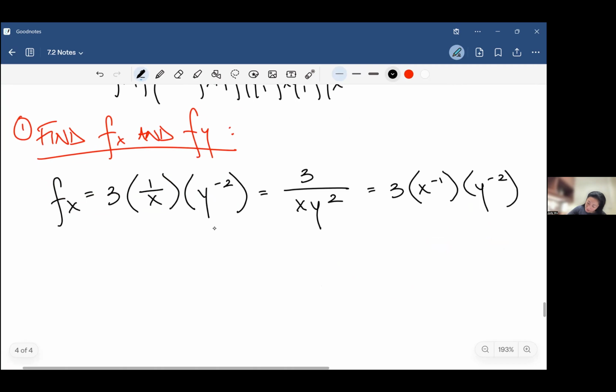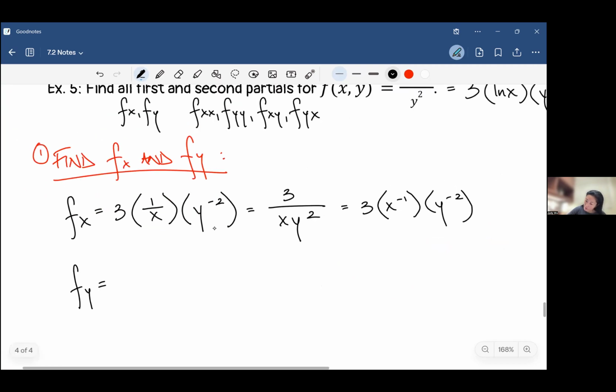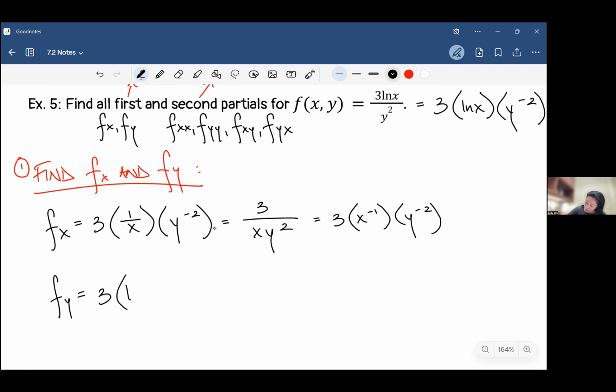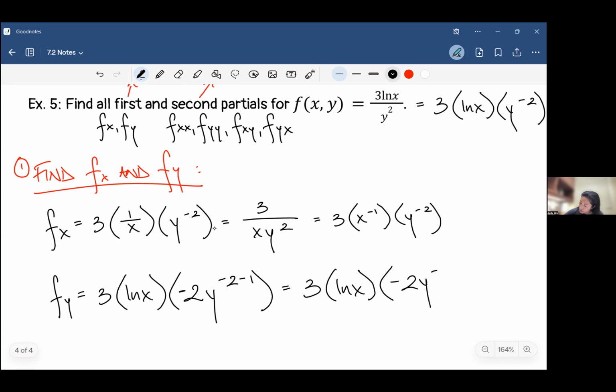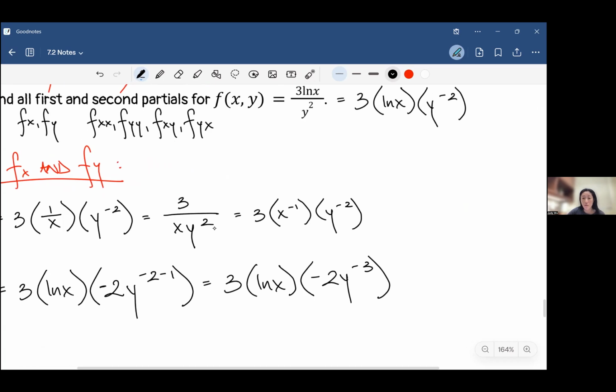Okay, let's find fy now. So fy is going to be 3 times natural log x, all of the constants stay. And now to find the derivative of y to the negative 2, we use the power rule. Now we have to bring down that power, but that's a negative 2 that we're bringing down, so make sure you don't forget that sign. Negative 2 y to the negative 2 minus 1, which is 3 times natural log x times negative 2y to the negative 3.